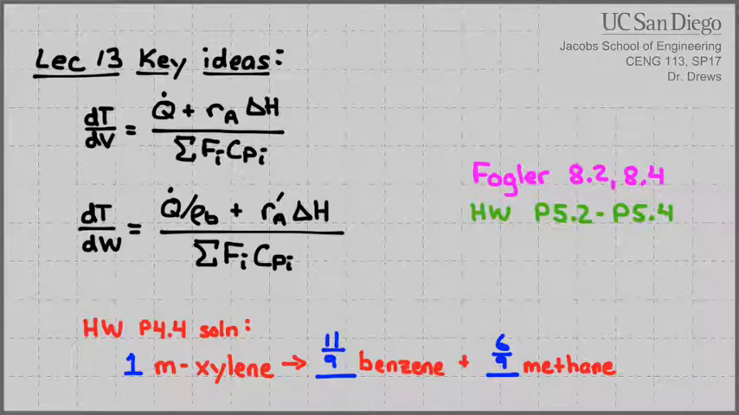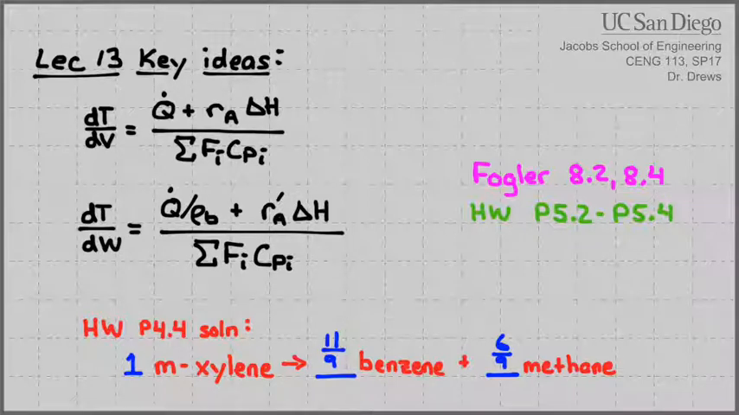Regarding today's lecture, once we actually start with the energy balance, this stuff is covered in Fogler 8.2 and 8.4, which is right around the energy balances for the batch. Actually, no, I think batch was chapter 9. And the homework problems that this stuff should cover are almost all of them, 5.2 to 5.4.